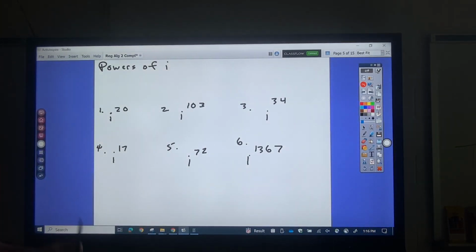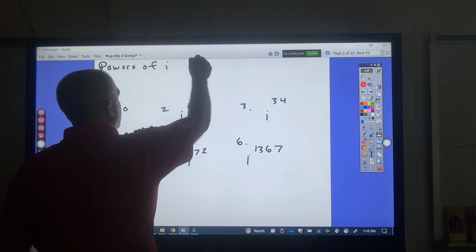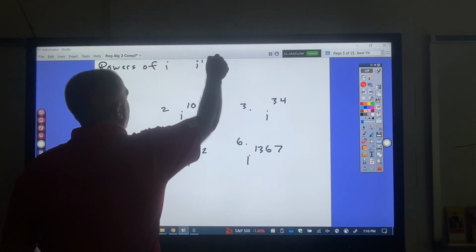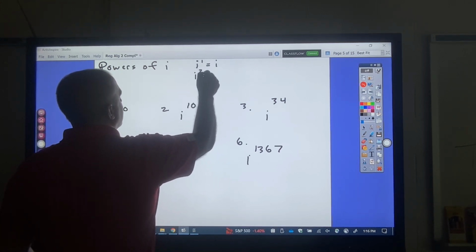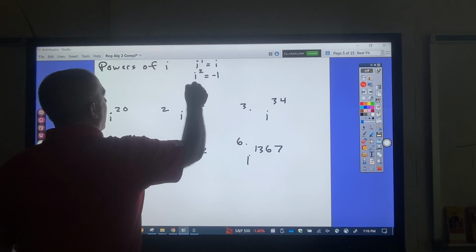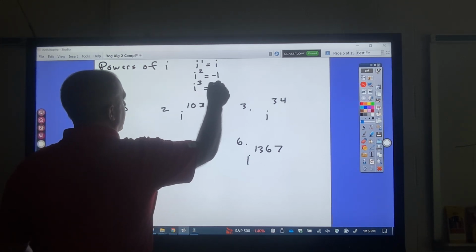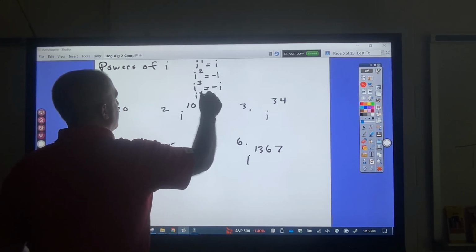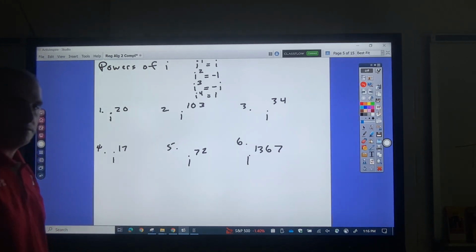Now, i powers. Here is the concept. i to the first is just i. i to the second is going to be negative 1. i to the third is going to be negative i. i to the fourth is just going to be 1.